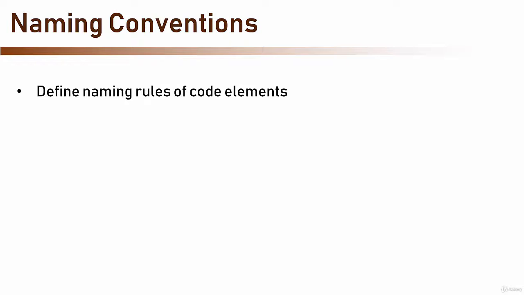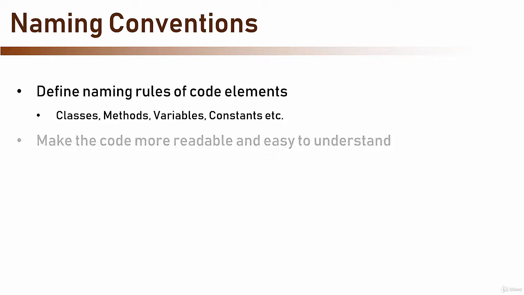Naming conventions are a set of rules that define how we name various code elements such as classes, methods, variables, constants, and more. The role of naming conventions is to make our code more readable and easy to understand. When we agree on a convention, every code segment becomes clearer, with the various elements easily distinguished from the others.